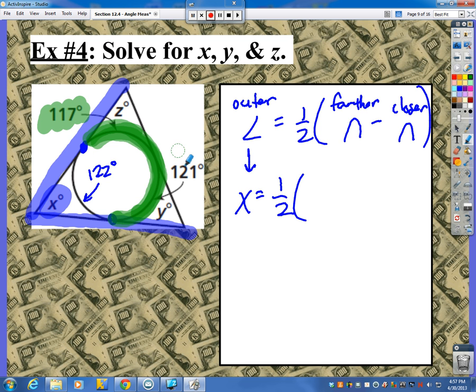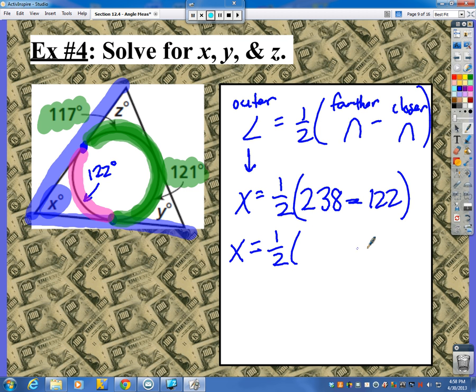Now, how big is that arc? Well, that is whatever 117 plus 121 was. And earlier we said that was 238 degrees, because that's what we subtracted from 360 to get our 122 arc that we didn't know. How big is the closer arc? Well, the closer arc would be this guy right here, which is the 122. So now, do we need to do any doubling on both sides? Absolutely not. Let's figure this out. What is 238 minus 122? It is 116, and half of 116 makes 58 degrees. Okay, so there's x.